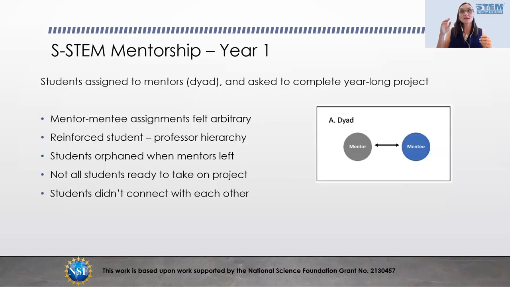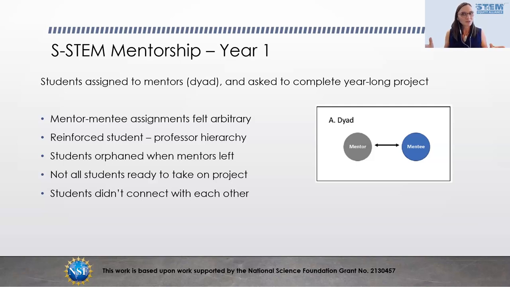Much of what we've been talking about today is really focused on this mentor-mentee dyad relationship. Because that's familiar to all of us, and because that's what people think of when they think of mentorship, that's what we thought of when we started developing our mentorship program too. In year one of our grant, we're in year two right now, we set up these dyad relationships. Last year we had 10 or 11 mentors and 23 students. We matched our mentors with our mentees and said, you're going to work on a project together.